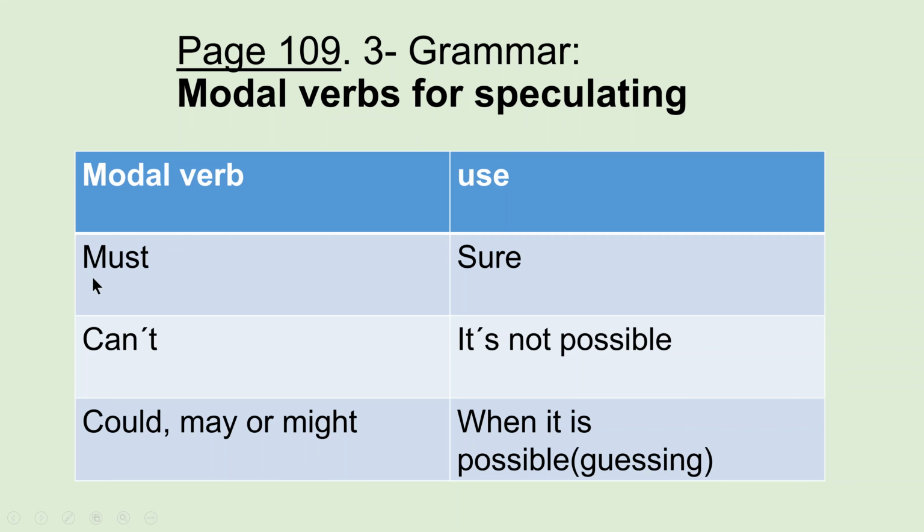So we have must, that we use when we are sure, when we are 100% sure of something. Can't, when something is simply not possible. Just remember this. We'll come back to this later. And could, may, or might, to talk about possibilities, or when something is possible, guessing. Now I can explain with some examples.